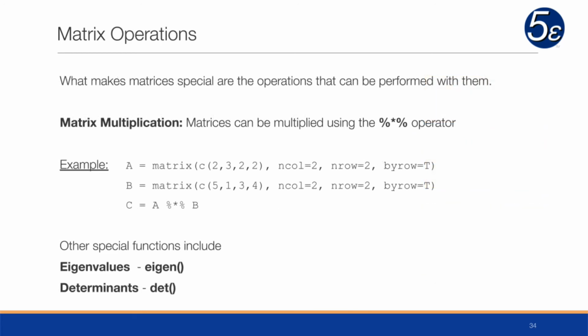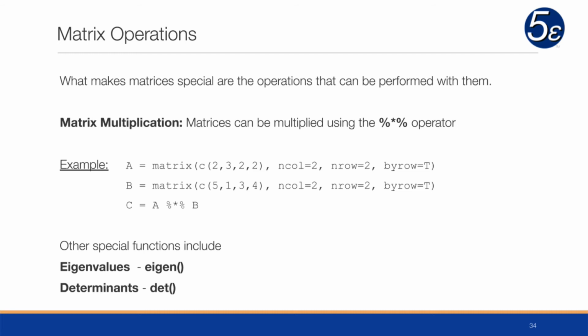Now, what makes matrices special are the operations that can be performed. One of the key ones is matrix multiplication. Matrices can be multiplied using the %*% operator. Matrix multiplication is definitely different than just multiplying each cell by a cell from a corresponding matrix. You'll discuss more of that in the linear algebra section, but if you're familiar with matrix multiplication, this is how it's done.